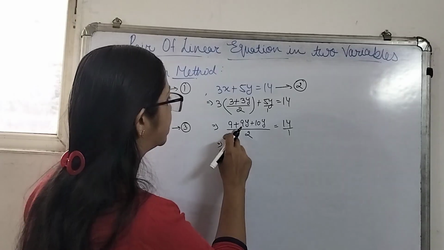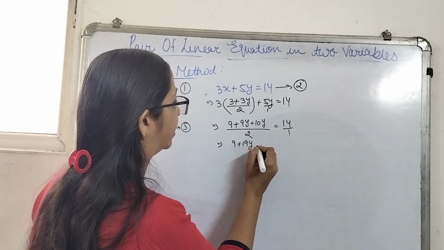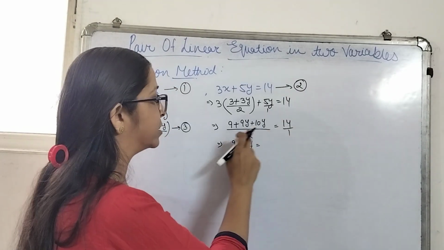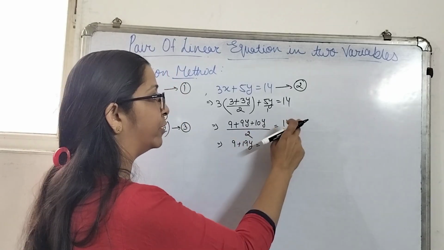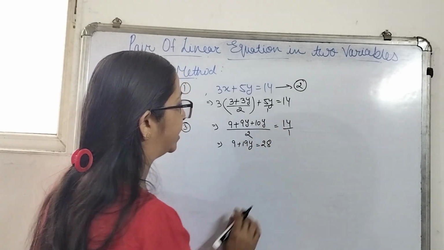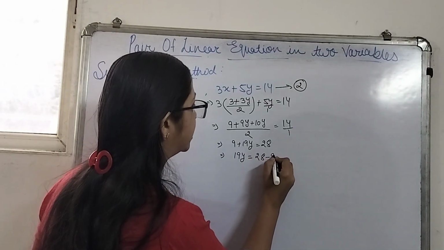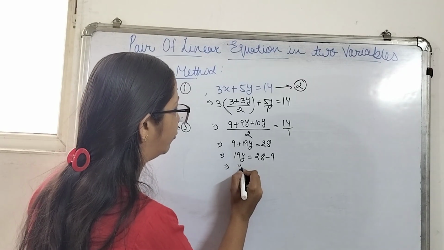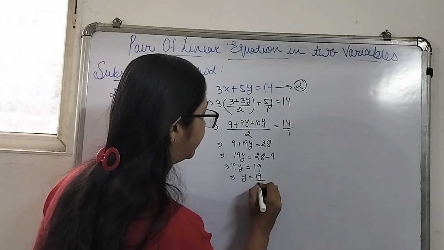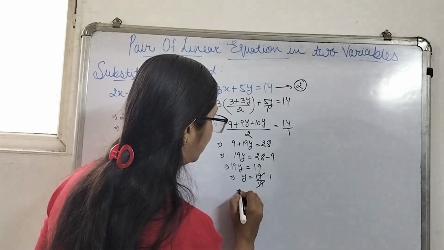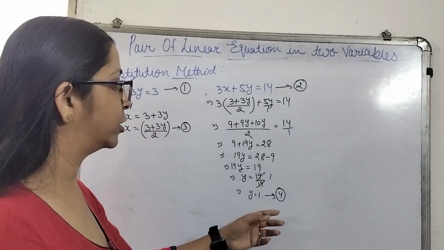Now further we solve: 9 plus 10y plus 9y will be 19y, and the 2 will be multiplied over here because it is a denominator of the whole numerator. So we multiply this 2 by 14. 14 twos are 28. So it will become 19y is equivalent to 28 minus 9. That gives 19y is 19, or we can say the value of y is 19 divided by 19, that is 1. So the value of y is 1. Suppose this is your equation number 4. From here we got the value of y.